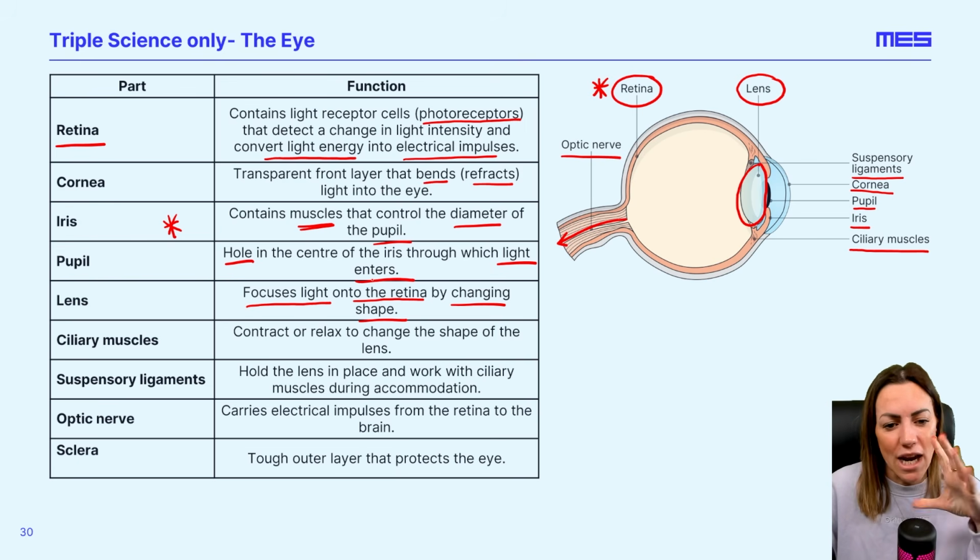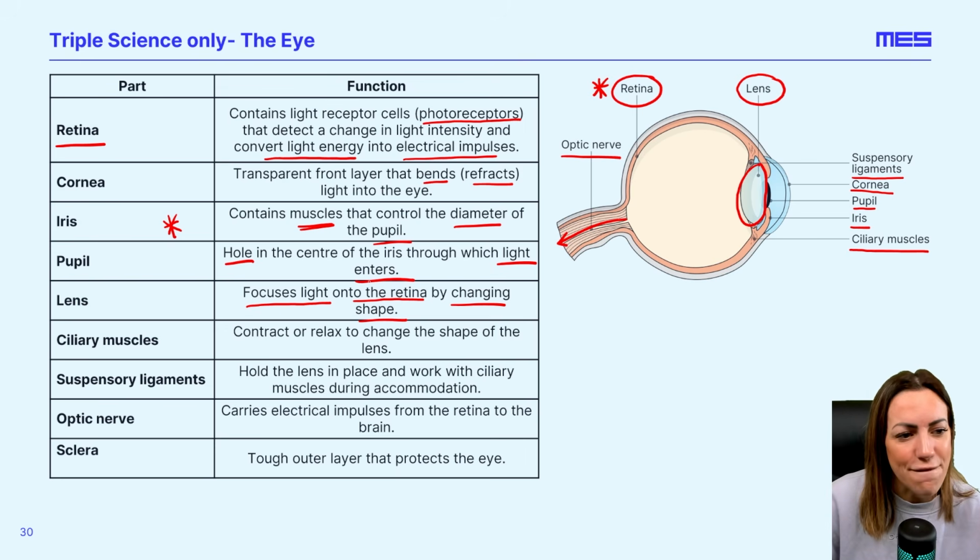So the lens can change shape, it can get fatter or more curved, thinner or less curved, to make sure that the light does get focused on the back of the eye or on the retina. Now, the lens is connected to the suspensory ligaments, and the suspensory ligaments are connected to the ciliary muscles. So these next two kind of work together.